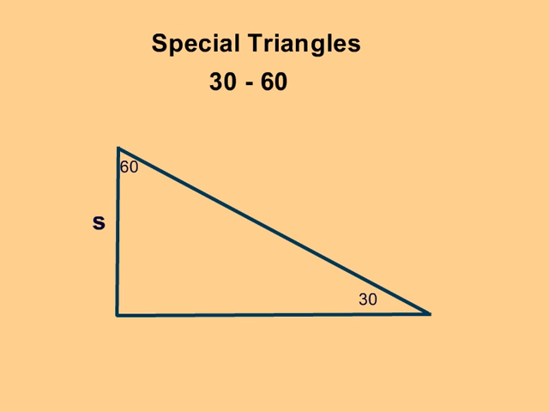The longer side is determined by multiplying the short side by the square root of 3, and the hypotenuse is arrived at by multiplying the short side by 2. A good way to remember this is that it's the square root of 3 because 30 starts with a 3. And the hypotenuse is twice the short side because 60 is twice 30.